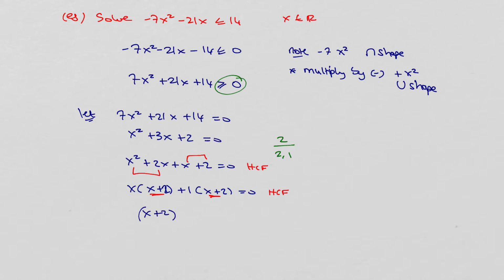So then if x plus 2 is common, that leaves me with x plus 1 equals 0. So x plus 2 equals 0 gives me x equals minus 2, or x plus 1 equals 0, so x equals minus 1. So again, we have to remember that this is an inequality, and therefore x equals minus 2 and x equals minus 1 is not our solution. Instead, we look at the graph. So the graph that we have to look at, we have made it 7x squared plus 21x plus 14 greater than or equal to 0, or x squared plus 3x plus 2 greater than or equal to 0. Doesn't make a difference what you're looking at, but it's greater than or equal to 0.